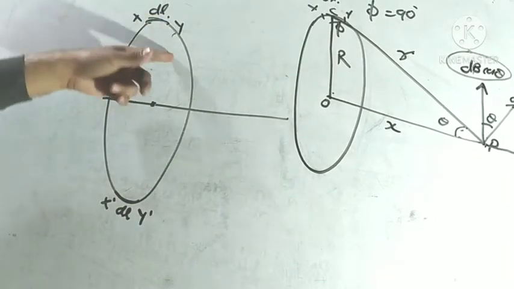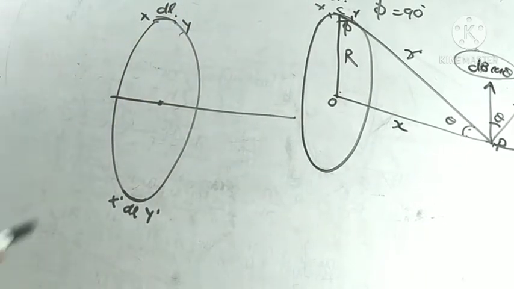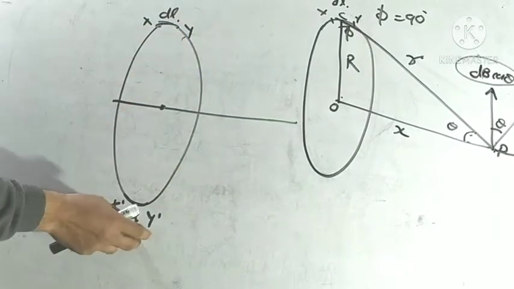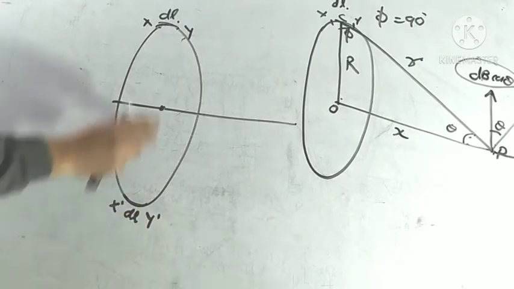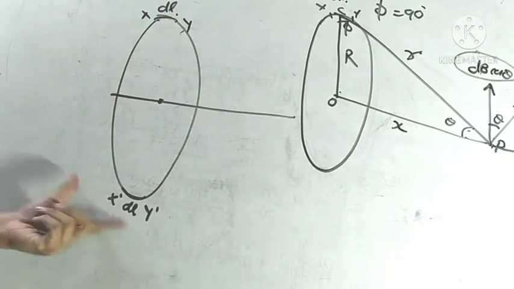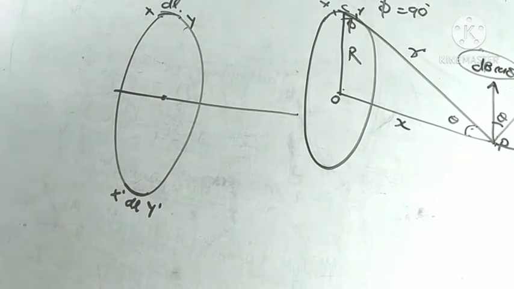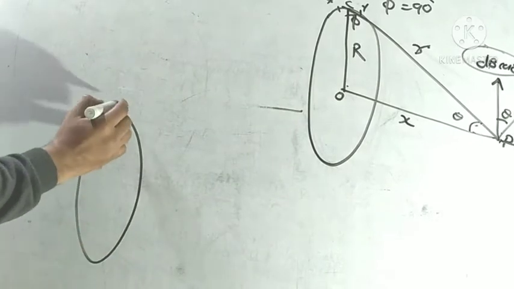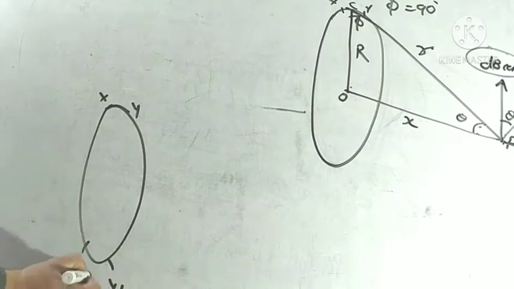Here the coil is symmetrical about its axis, so every element of length dl has another equal and opposite element on the circular loop. The opposite element on this circular loop is x'y', having the same length dl. Element xy has an equal and opposite element. Now consider the perpendicular component of the magnetic field. If this is a circular coil and this is the element xy, its opposite element is x'y', having the same length dl.